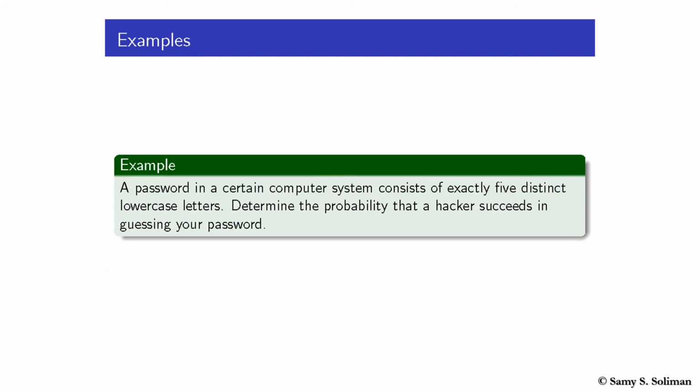Let's go to the next example. A password in a certain computer system consists of exactly 5 distinct lowercase letters. So how many possible passwords are there? We have only lowercase letters as our pool of characters, and the password consists of exactly 5 letters, and those letters are distinct from each other. So how many passwords can be formed under these conditions?